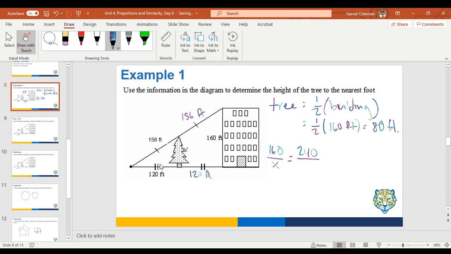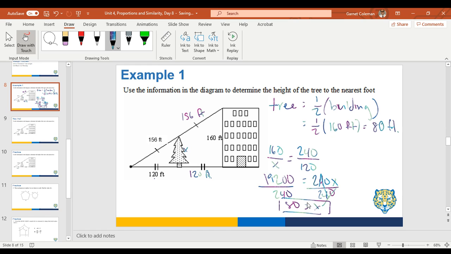And then this little triangle is 120 because it makes 2 triangles. We have this 160 over here, and then this really long side, which is 120 plus 120, which is 240. And then the little triangle right here, where we don't know how big the tree is, and then 120. So when you cross multiply, you end up getting the same thing, 80.